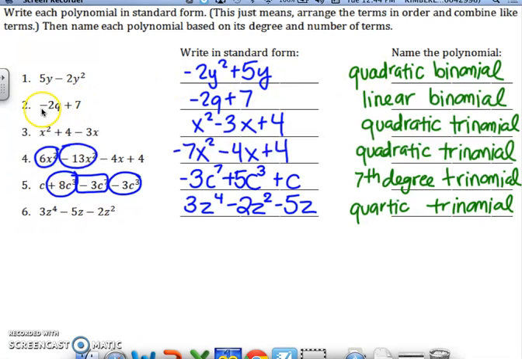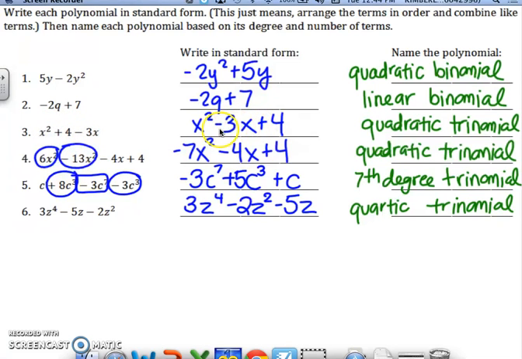Okay, on number 2, it was already in standard form, and I didn't have to combine any like terms. So again, when q is a 1, that makes it linear because it looks like the equation of a line. And then it had two terms, so it was binomial. So linear binomial.